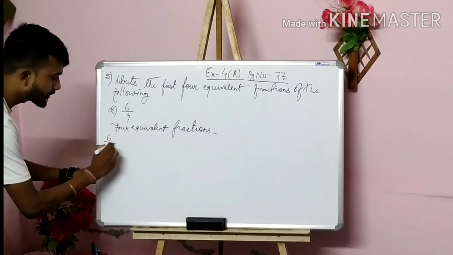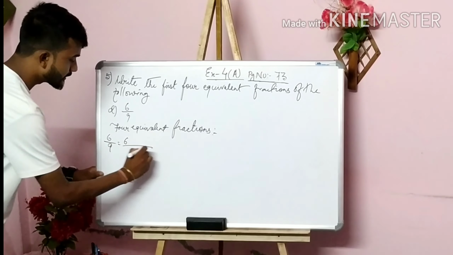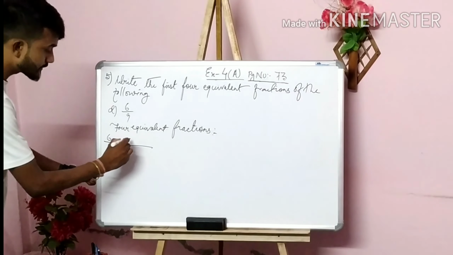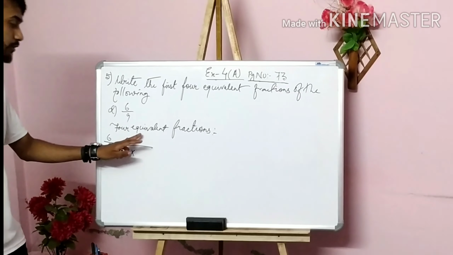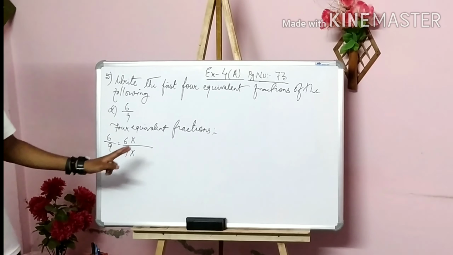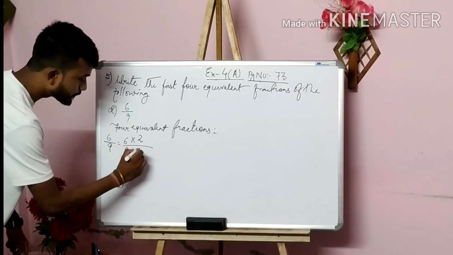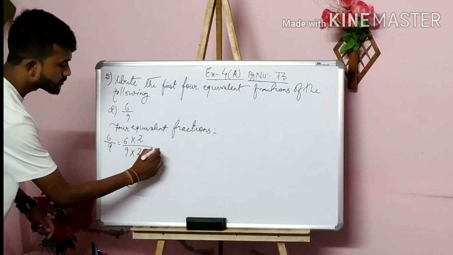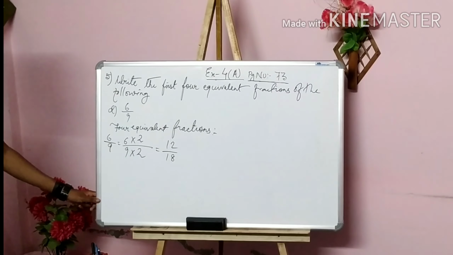Just multiply. Okay, 6 by 9 was there, no? First of all, write like this that we have done earlier. 6 into, you just give the sign. First of all, if you multiply with 1 you will get the same value, so it's better not to write 1. Start from 2. Always, if you are going to multiply with 2 here, you also have to give 2 there. So 9 2s are 18, 6 2s are 12. We have got the first equivalent fraction.